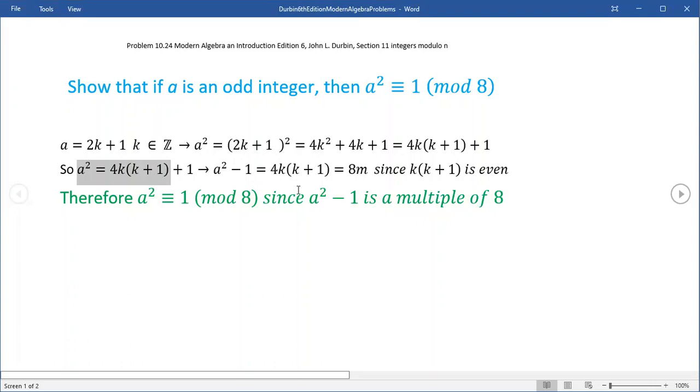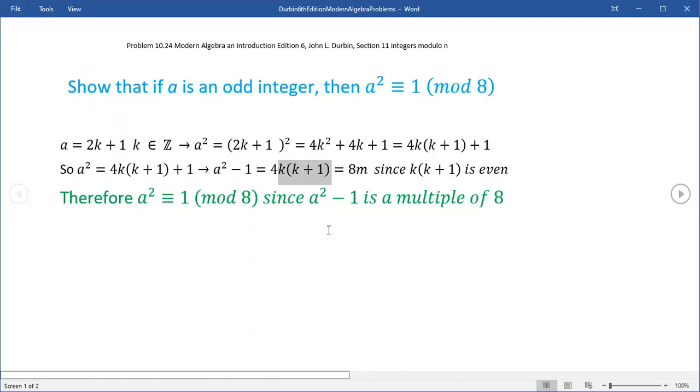But here's the rub. All you see is a 4 right here. But k and k plus 1 are consecutive integers, so one of them has to be even. If k is even, then k plus 1 is odd. If k is odd, then k plus 1 is even. So there will be a factor of 2 in this piece. 2 times 4 is 8, so we can write it as 8 times m, where m is an integer. That's why it all works out.